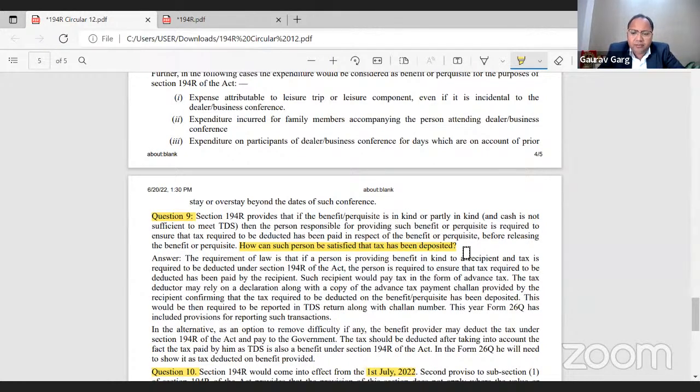Third option is that you can ask for the money from the recipient and then pay the TDS in advance. Yeah, that can also be done.